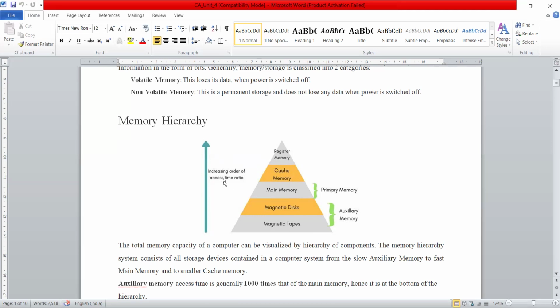Here we arrange these memories in the form of a pyramid where the arrow represents the order of access time ratio. What does this mean? It means that magnetic tape is kept at the bottom because the time taken to access data kept in magnetic tape is the maximum. Hence, if we want to search for any data in magnetic tapes, it will take more time, and in the same way for magnetic disk and main memory, and as we go up to register memory, this time becomes less and less. In this way, we can arrange these kinds of memory in the form of a pyramid.